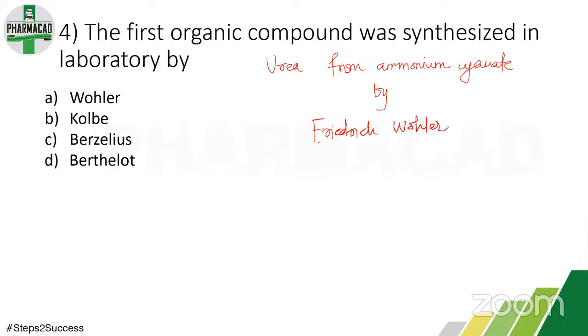Okay, so urea is isolated from urine in 1773, and the preparation of urea from ammonium cyanide by Friedrich Wöhler in 1883. You have to remember all these things. Okay, so the answer is Wöhler, option A. Okay.